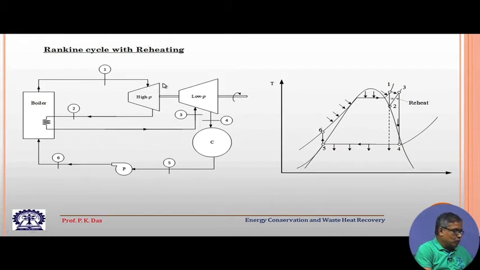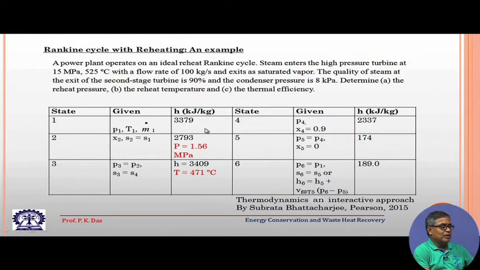If we go back to the next slide, we find that the given quantities are P1, T1 and m dot 1, the mass flow rate. From there we can calculate the enthalpy at state point 1. So, the enthalpy with which steam is entering the high pressure turbine is now known. Now, we go to point 2.